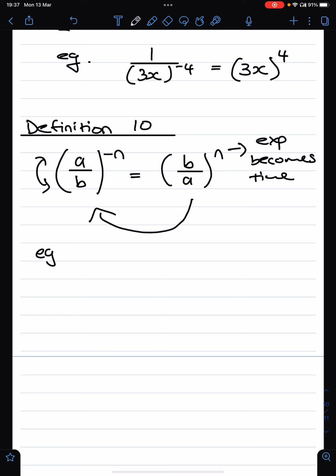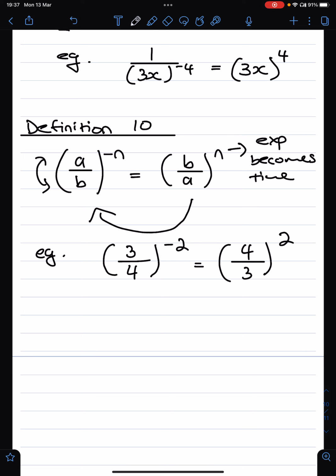An example of this would be if I had 3 over 4 to the power of negative 2. What happens here is that if I want a positive exponent of 2, the 3 and the 4 simply flip, which becomes 4 over 3.